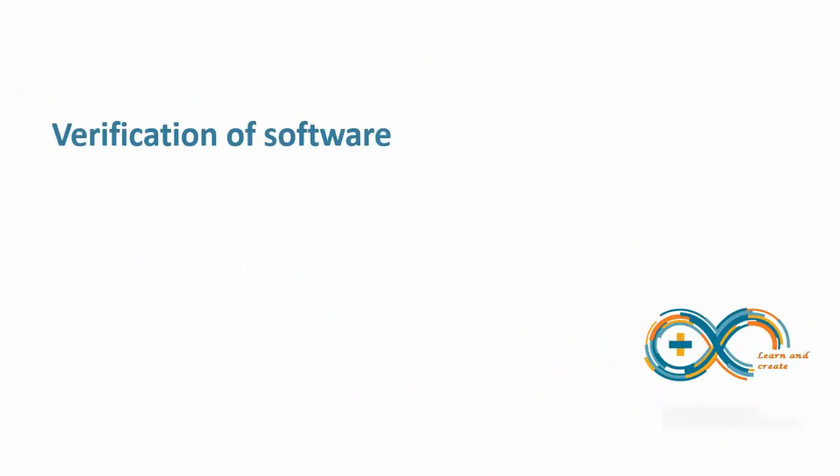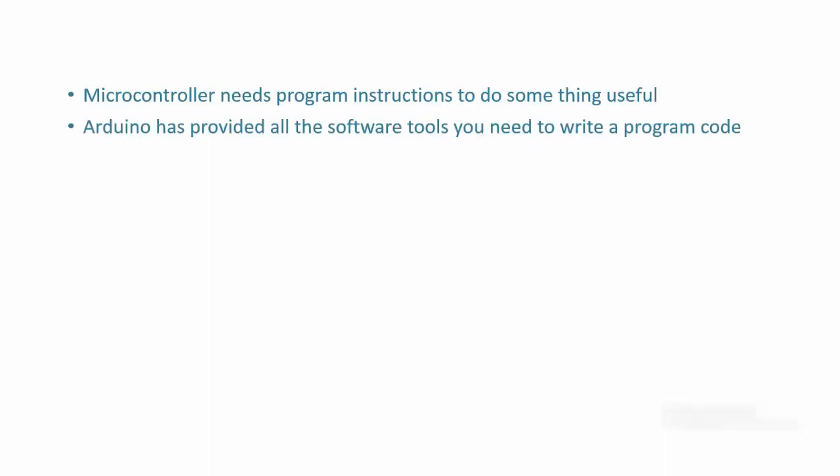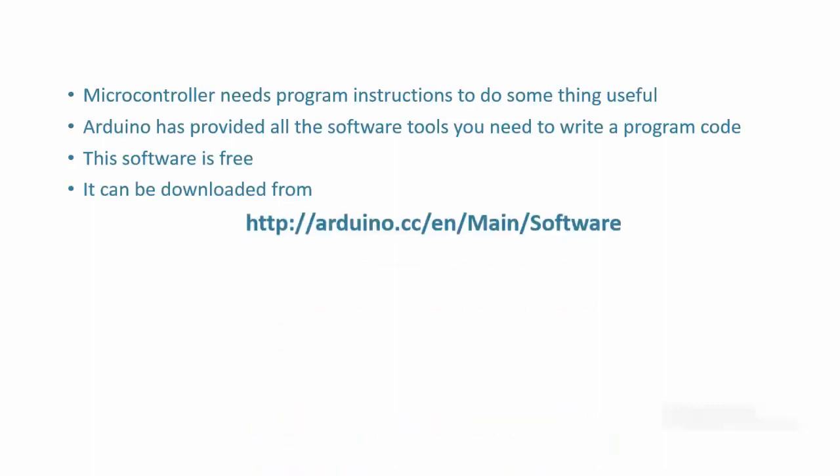A microcontroller without software is a bicycle without handlebars. Like any other computer, a microcontroller needs a program of instructions to do something useful. Arduino has provided all the software tools as a free download from their website, which you use for writing your program code. This section demonstrates downloading, installation, and testing of the software you need. So follow the instructions in the given video.